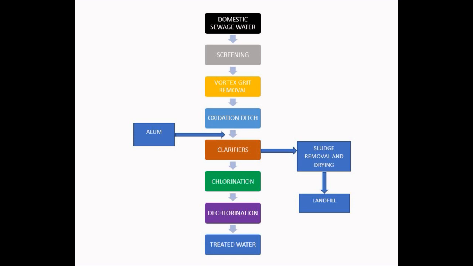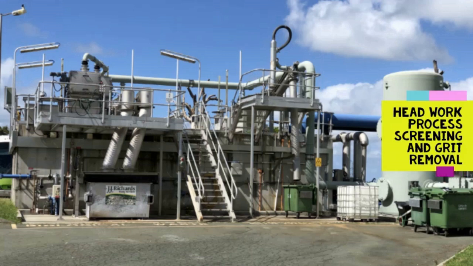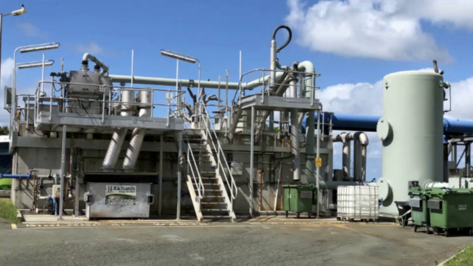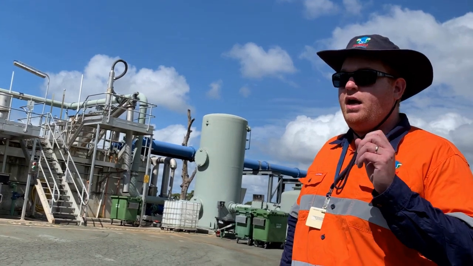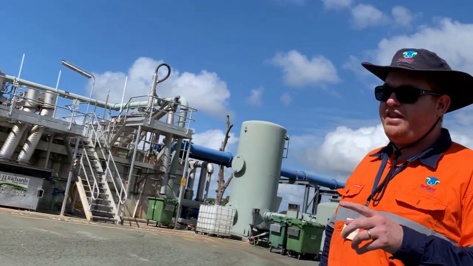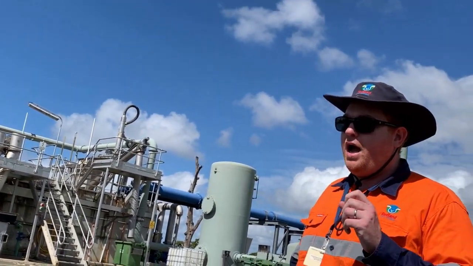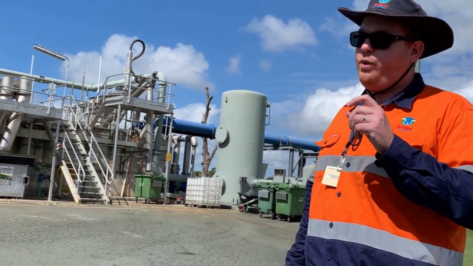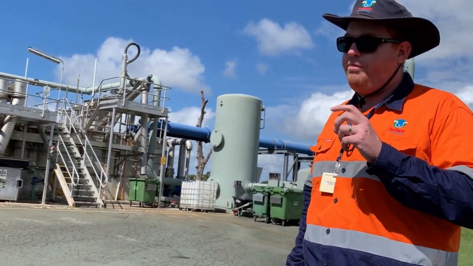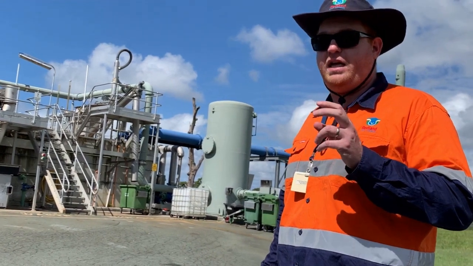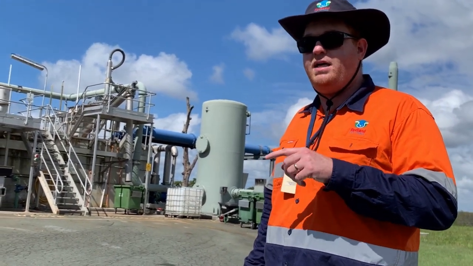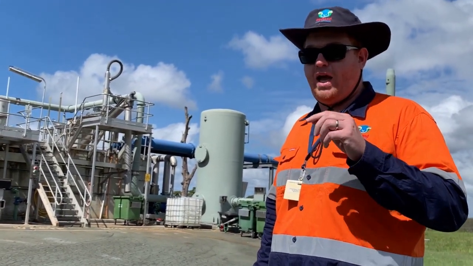The process begins with the earthworks. This includes screening and grit removal. This is designed to deal with an average of 6 megaliters of water per day and is estimated to produce solid waste of 400 to 500 kg of solids. If these larger solid particles make it to the downstream process, they can seriously damage the downstream process and the equipment.